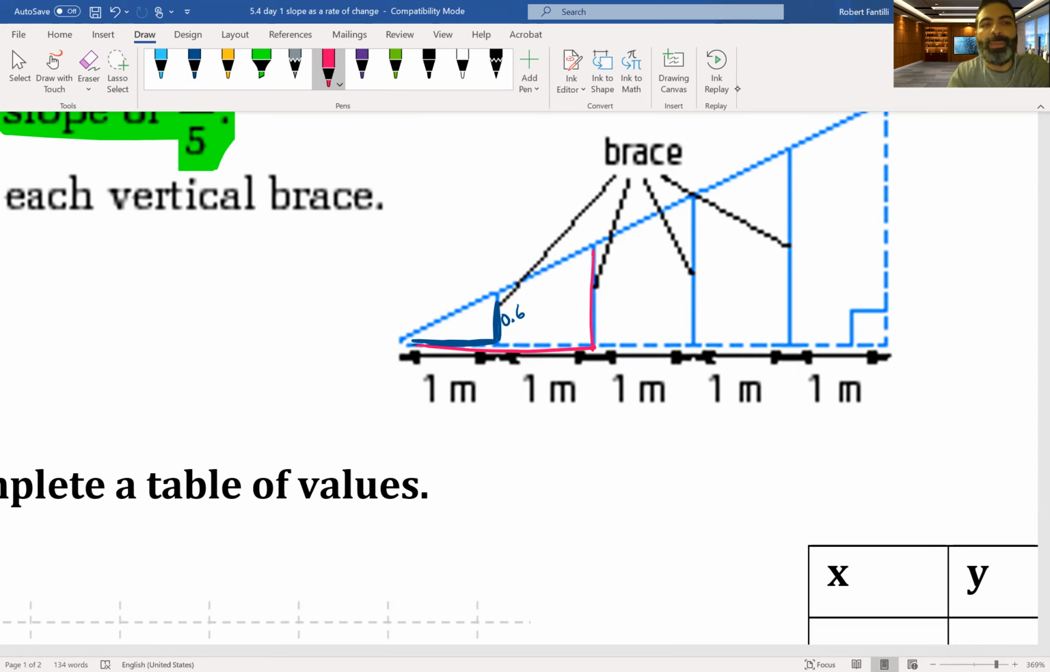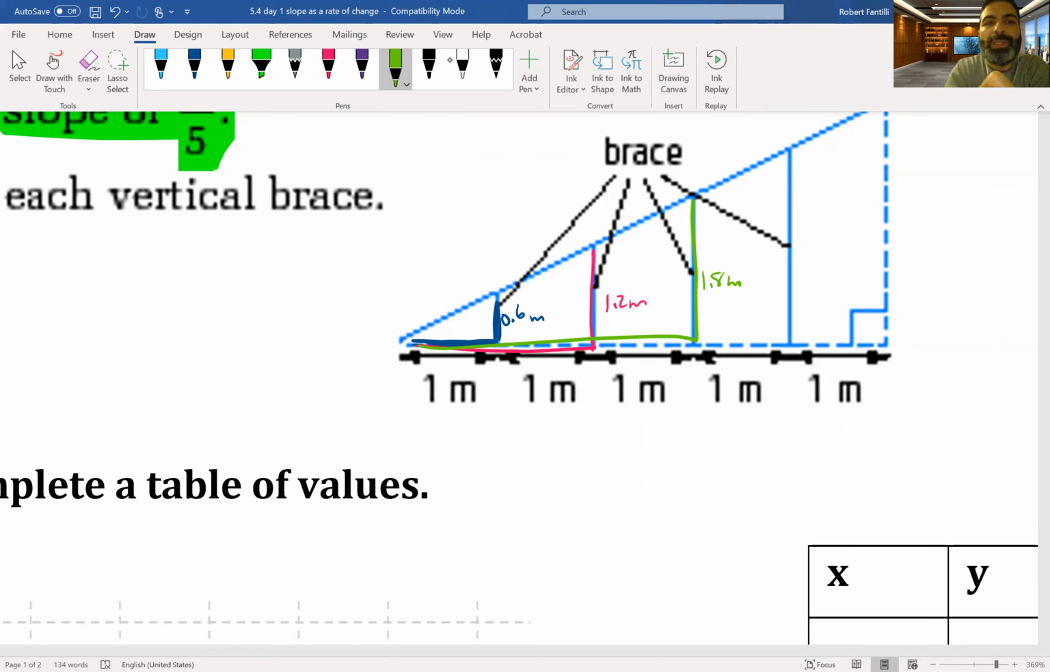In this case, it's talking about the braces, each vertical brace. Remember, vertical is the y-axis or the dependent variable. So this would be 1.2 meters, right? Let me change that to meters there as well. And then if we were going up the third, we go from here to here, we'd be doing another 0.6. So that'd be 1.8 meters. And this trend would continue on and on and on.